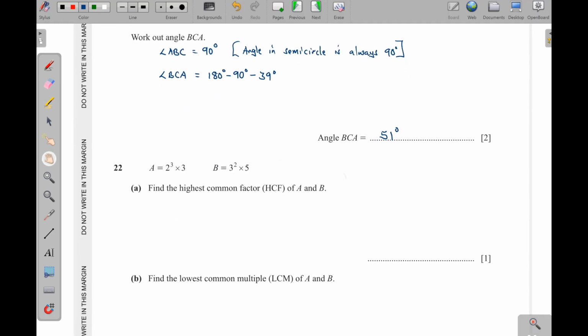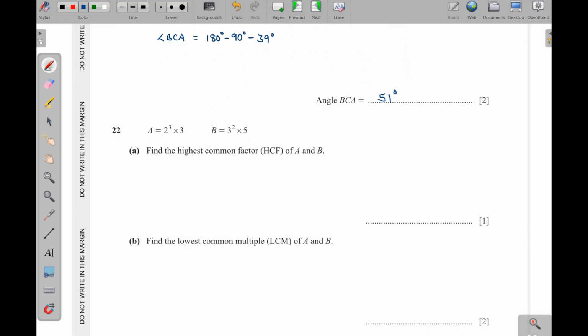Then question 22. We are saying A is equal to 2 cubed times 3. 2 cubed is 8 times 3, 24. Then B is equal to 3 squared, which is 9 times 5, that is 45. Find the highest common factor. So for the highest common factor, we keep what is common, okay? So you have 2 times 2 times 2 times 3.